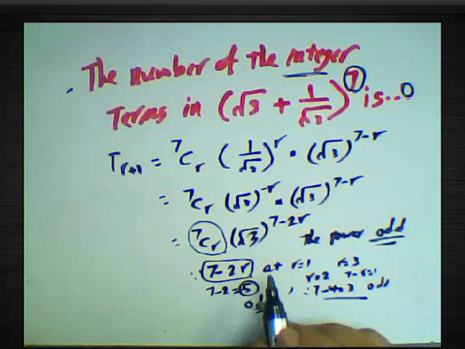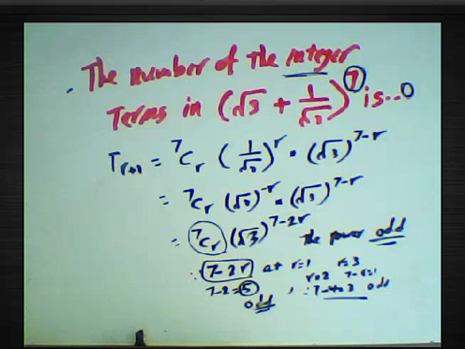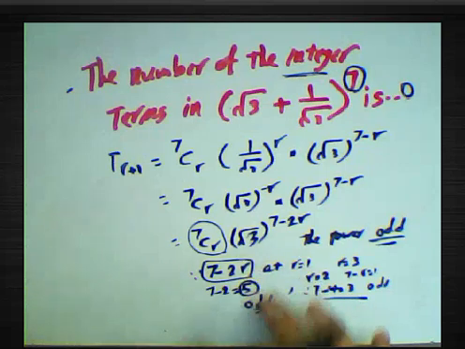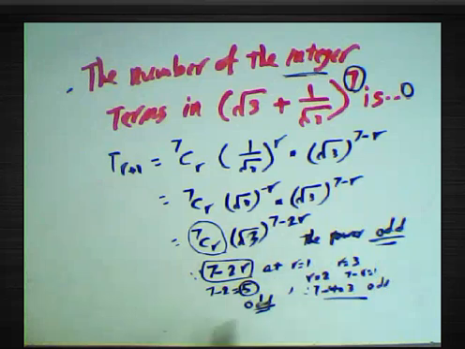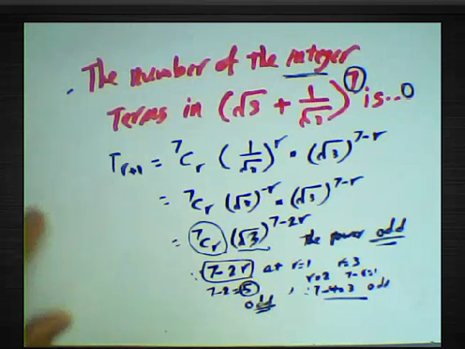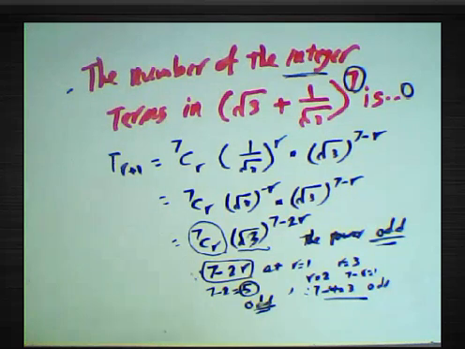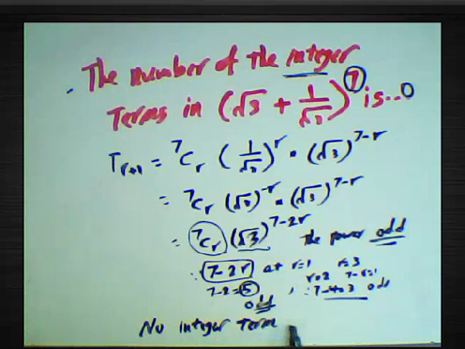Okay, then we don't have an integer number, because the result will be root 3 power 1, root 3 power 2, root 3 power 4, and so on. So all results here will be root 3, a rational number. All the results of the terms here are rational numbers, not integers. So we don't have any integer terms in this expression, and we can write: no integer term in the expression.